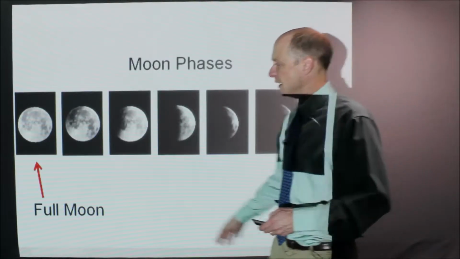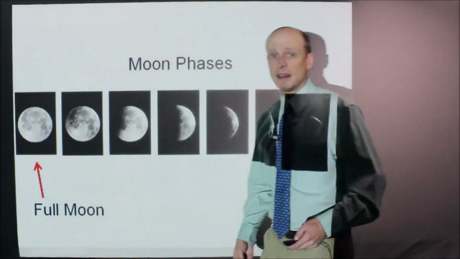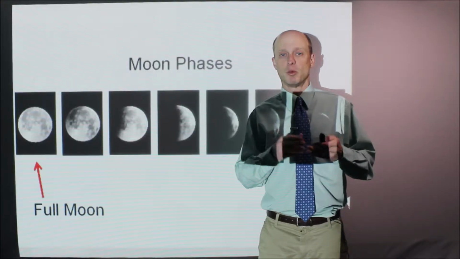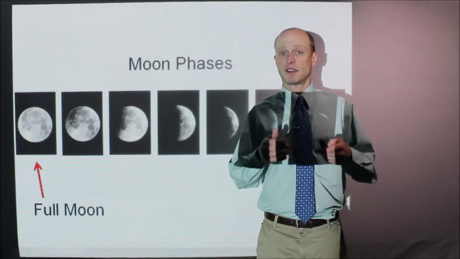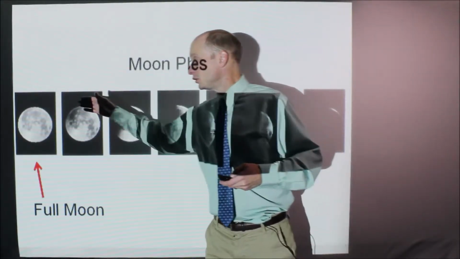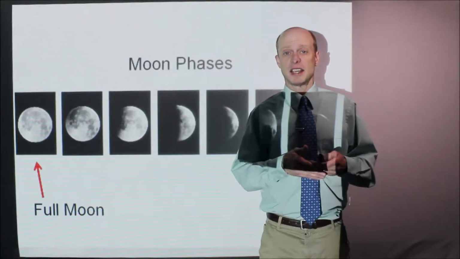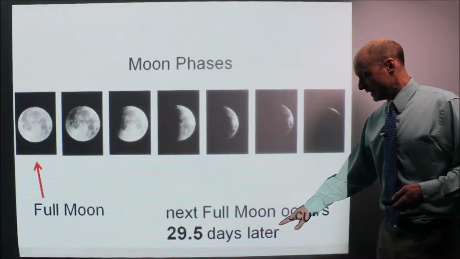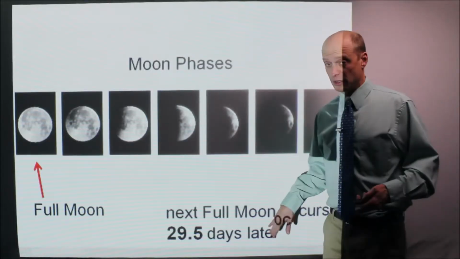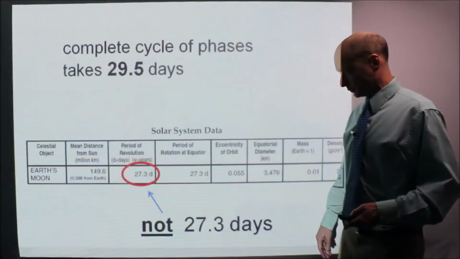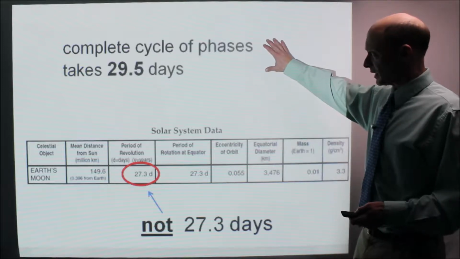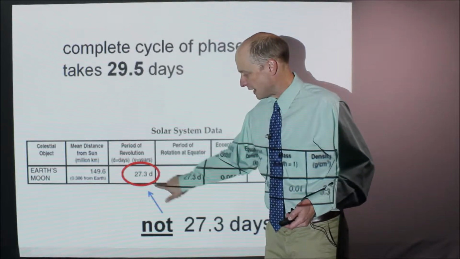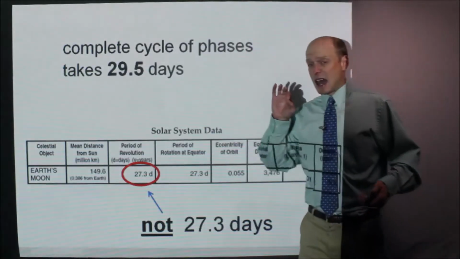So if this is a full moon, one important thing is how long it takes the moon to go through one full cycle of phases. If we see a full moon tonight, how long does it take for us to see the next full moon? That is 29.5 days, the full moon cycle. Now, be careful. A complete cycle of phases is 29.5 days. It is not the period of revolution, 27.3 days.